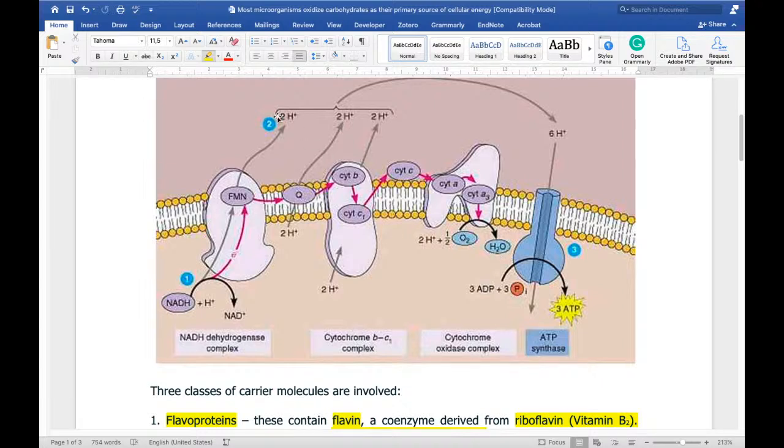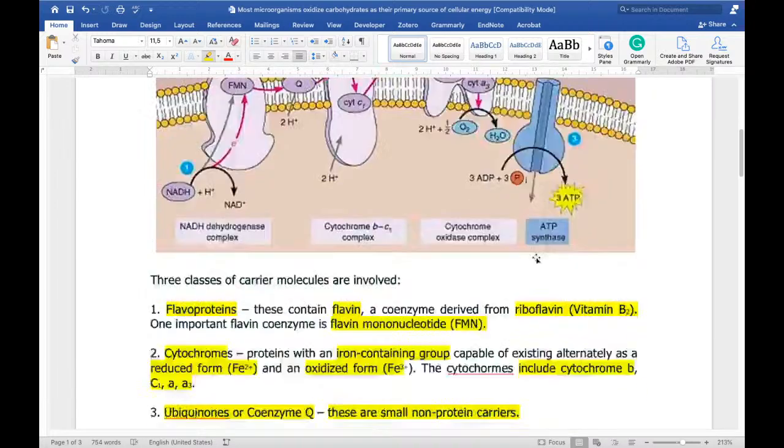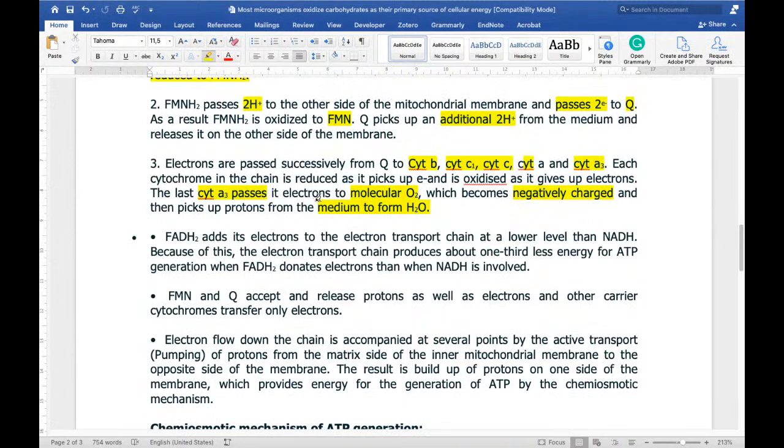Beyond that, there will be six hydrogen molecules being produced: 2 from FMN, 2 from Q and 2 from the cytochrome B complex. So total 6 hydrogen molecules, right? These 6 hydrogen molecules and the water molecule here, in that third step, in the presence of ADP and a phosphate group, will produce your ATP in the presence of the enzyme ATP synthetase. So that's how the third step is so important.